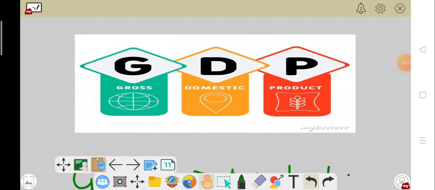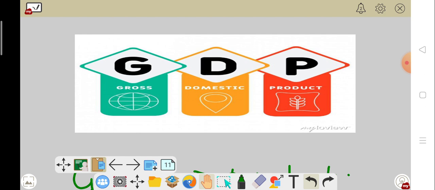GDP. GDP stands for Gross Domestic Product and represents the total monetary value of all final goods and services produced within a country during a period of time, or typically you can say 1 year. GDP is the most commonly used measure of economic activity.